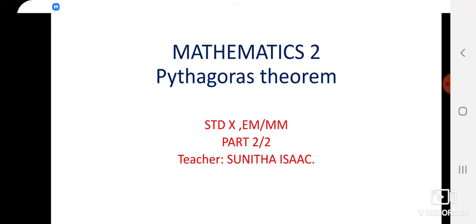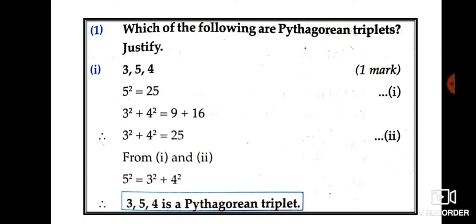Today we'll do Mathematics 2, that is Geometry, the second chapter, Pythagoras Theorem. We have already finished the first part of the chapter. Today we'll do the second and the last part of the chapter. Now, in the previous video, I have already explained to you the Pythagoras Theorem and what you understand by Pythagorean triplet. Now, in the first exercise, first sum, we have three numbers over here, 3, 5 and 4, and we have to say whether these three numbers are a Pythagorean triplet.